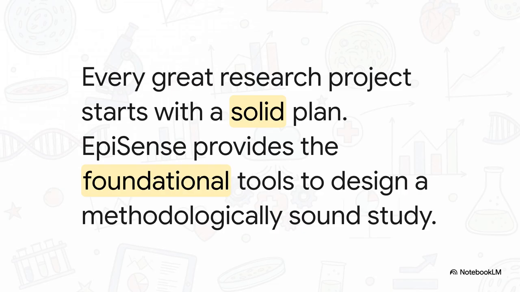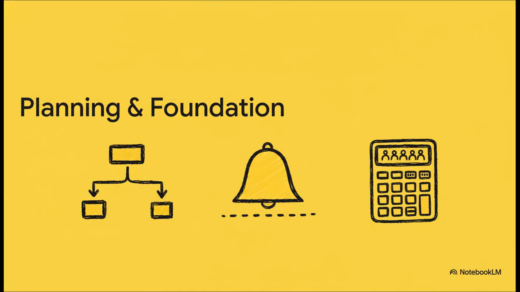The first set of tools in EpiSense is all about designing your study. This is the foundation, and getting this part right is absolutely critical for any research project. In this first step, you get these really cool interactive tools for things like randomization and sampling. There's also a kind of playground for visualizing core statistical concepts, like the normal distribution. And there's a super handy calculator to figure out exactly how many people you'll need for your study. It's all about building that strong foundation.